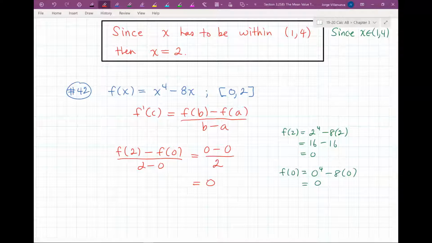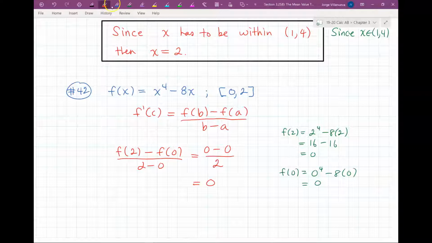Okay, so if you were to look at the interval from 0 to 2 for x to the 4th minus 8x, maybe we'll do that on Desmos just for fun. They say that if you get all the slopes, they basically equal 0. That means there must be the same amount of positive and negative slopes within that interval that match up and cancel each other out. So that's why your slope is going to be an average of 0.